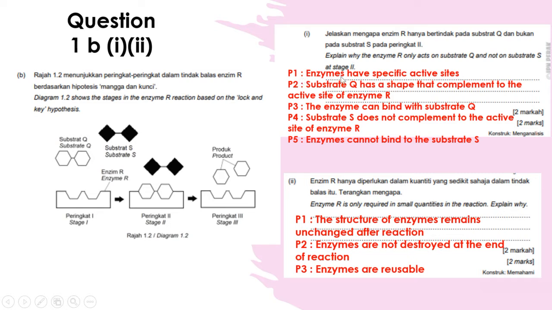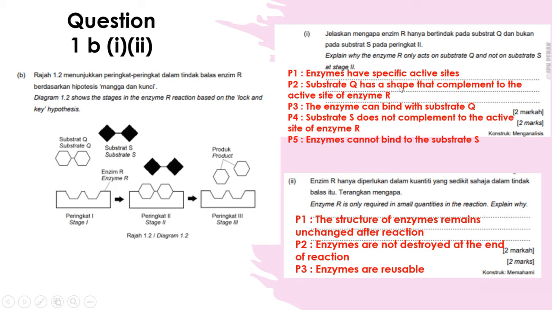Point 1: enzymes have specific active sites, 1 mark. The enzyme here refers to enzyme R. Enzyme R has a specific active site. Every enzyme has its own specific active site. The active site of the enzyme only fits with a certain substrate. Okay, next we go to point 2.